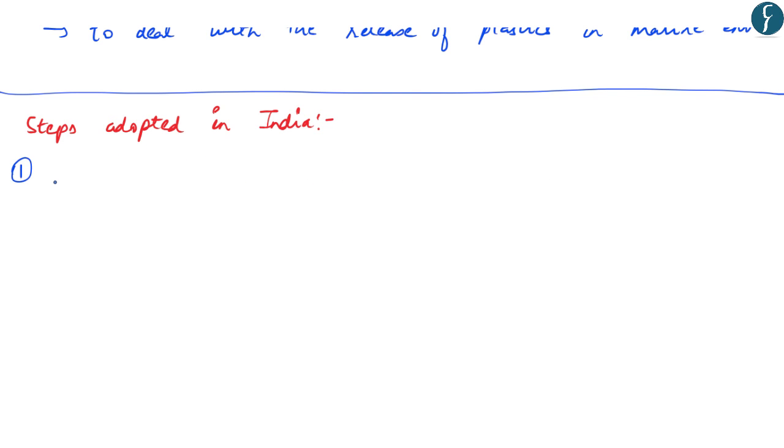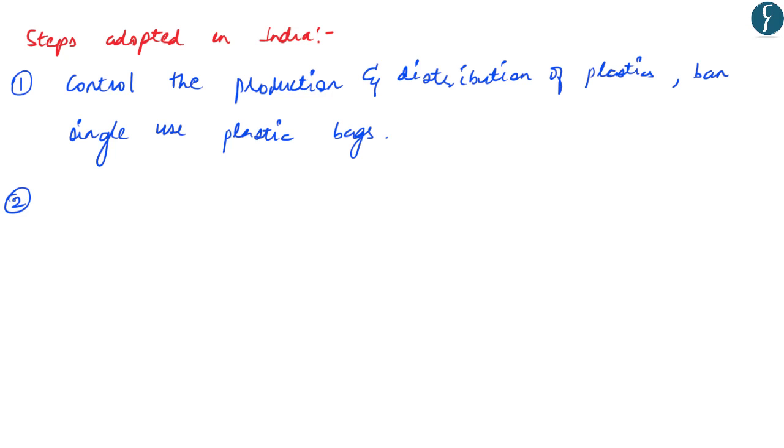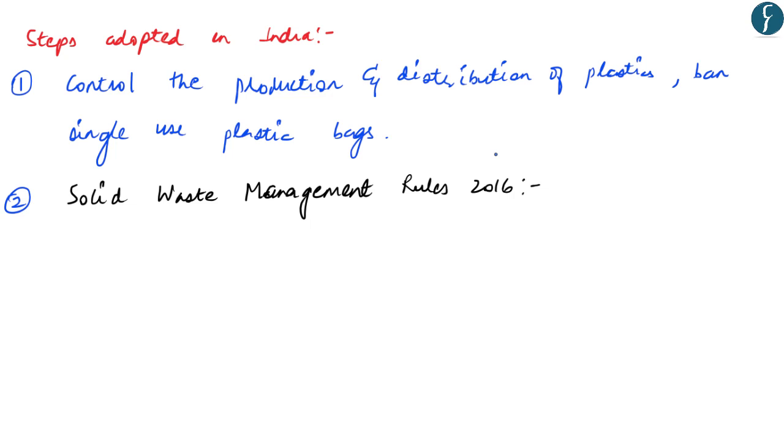So in India as well, plastics are one of the biggest pollutants of dumping sites, rivers and wetlands. Hence, in order to control the harmful impact of plastics, it has been suggested to control the production and distribution of plastics and to ban single-use plastic bags. Secondly, the Government of India has notified solid waste management rules in 2016. And these rules call for segregation of wastes before dumping.